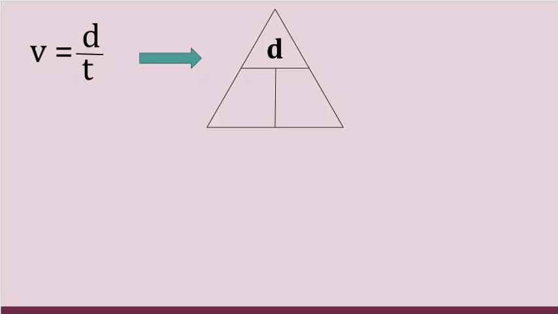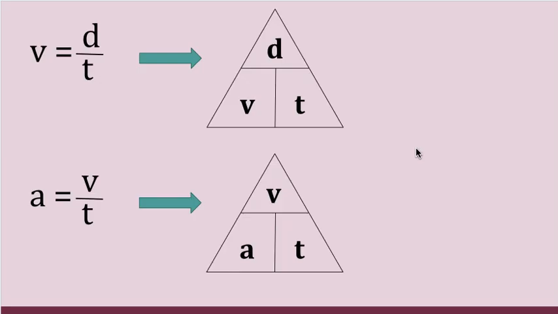The rule is that whatever's on top of the fraction, or whatever's in the numerator, goes on the top of the triangle. And then you just fill in the other two variables the way it looks in the equation. V is more towards the left, so it goes on the left side. T is more towards the right, so it goes over here.